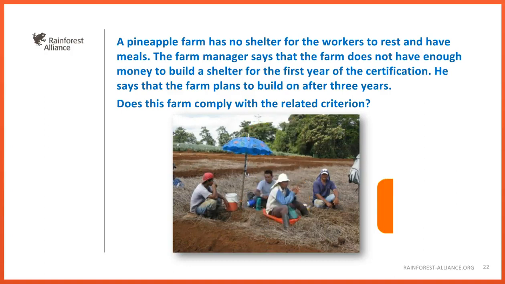The answer is yes. We have seen in Critical Criterion 1.6 that the farm manager needs to be committed to dedicate enough financial resources for the standard compliance. However, it does not mean that the farm needs to comply with all the criteria in the first year. A shelter for workers is required under Criterion A 4.45, which is a Level A criterion. Many criteria that require significant financial investments are in Level A, so that the farm can take some time to organize its budget and gradually work towards improvement.